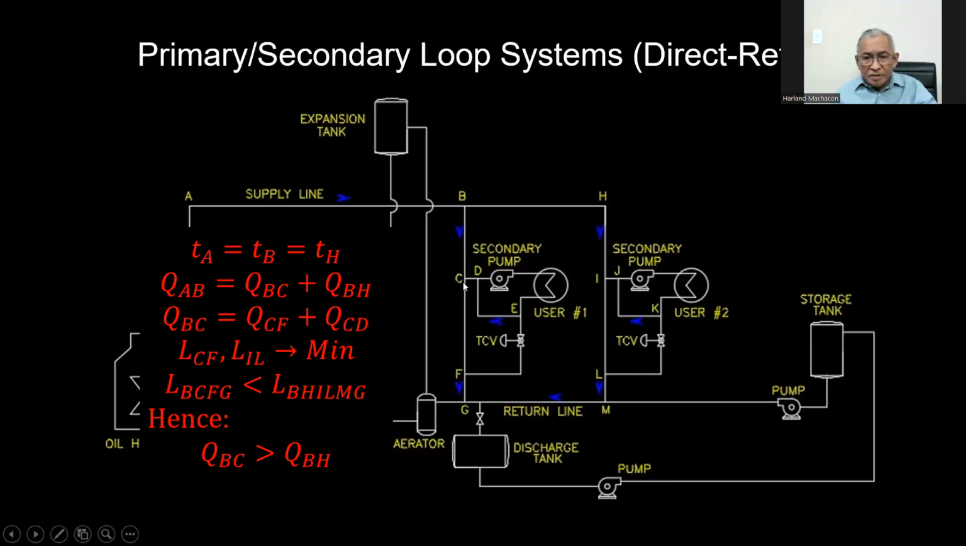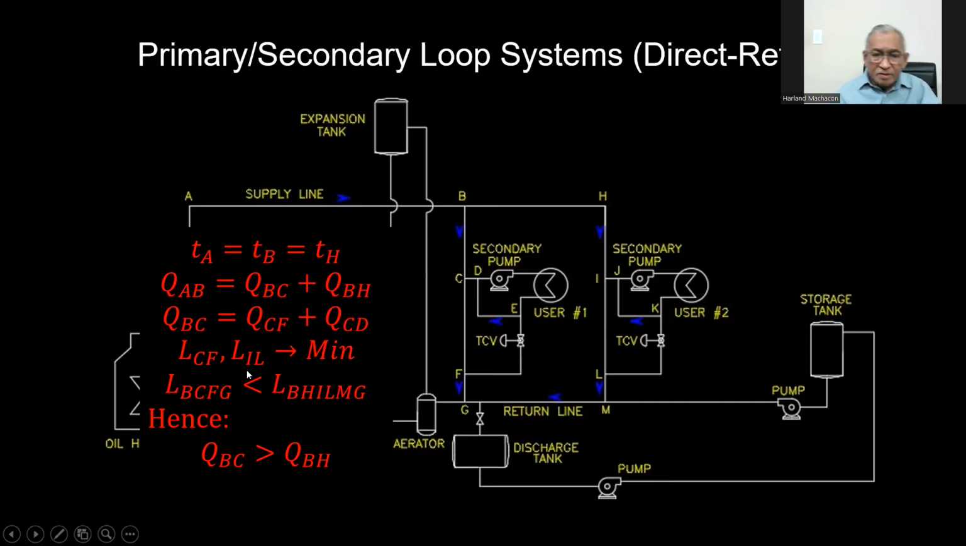The reason for this is that this will have least resistance, so that if this has the least resistance here and the pump and the secondary pump is not operating, you will have the oil, all of it going through this line here. Nothing goes to the secondary pump unless it is running. So that's the reason why the distance between C to F and I to L are kept minimum.